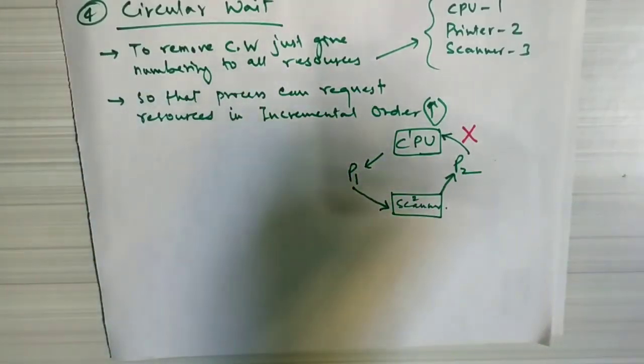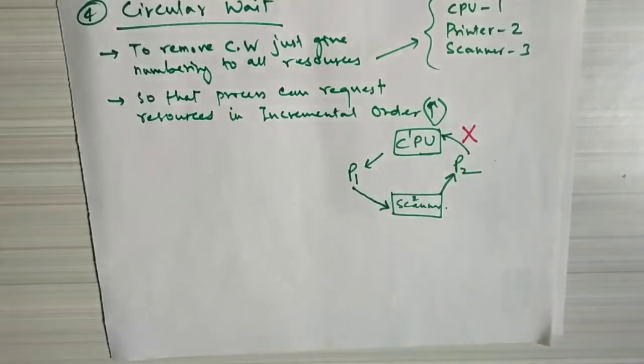So these are the 4 conditions, we have to make them false. If any one of the conditions is false, then we can say that the deadlock will be prevented. So in deadlock prevention, those 4 necessary and sufficient conditions have to be made false.